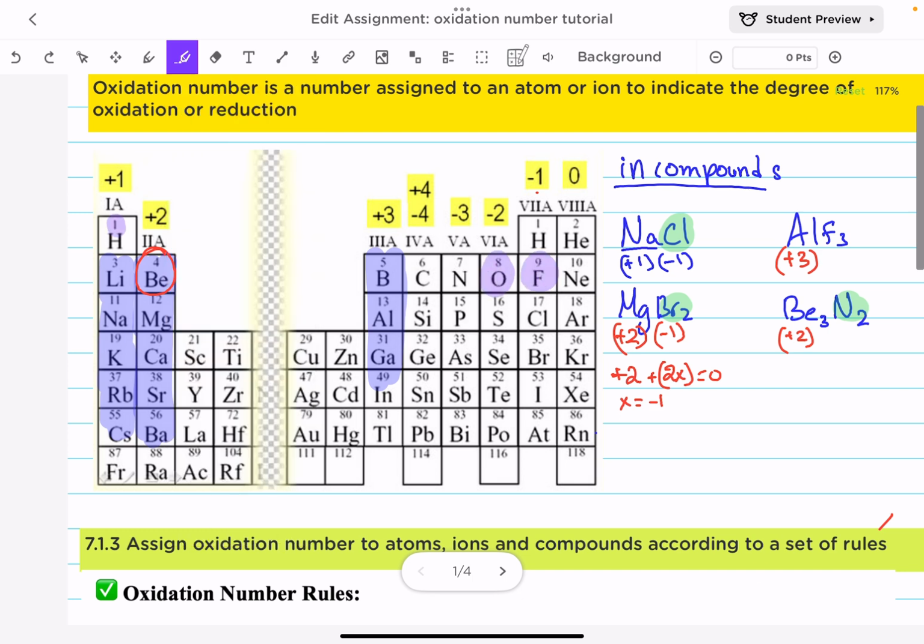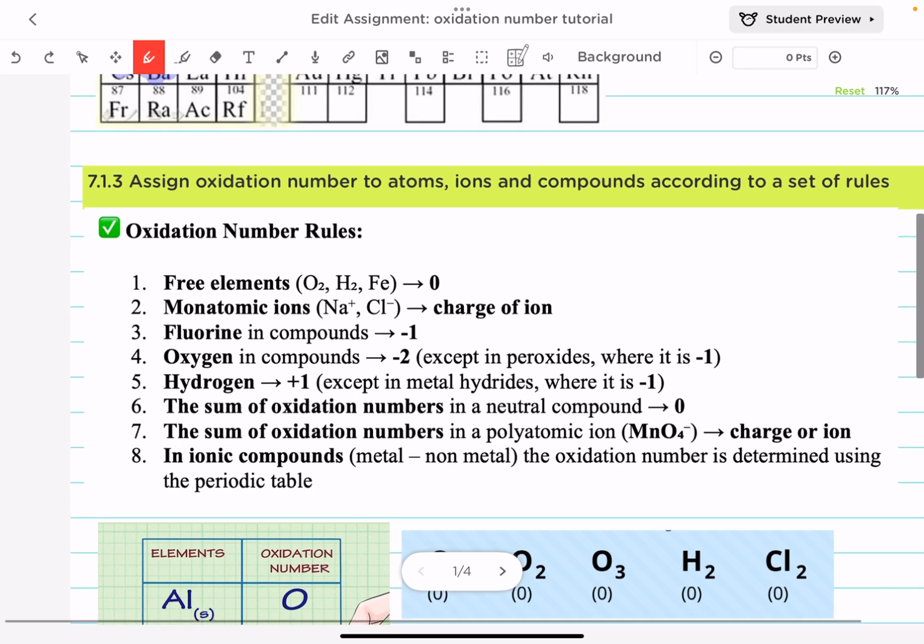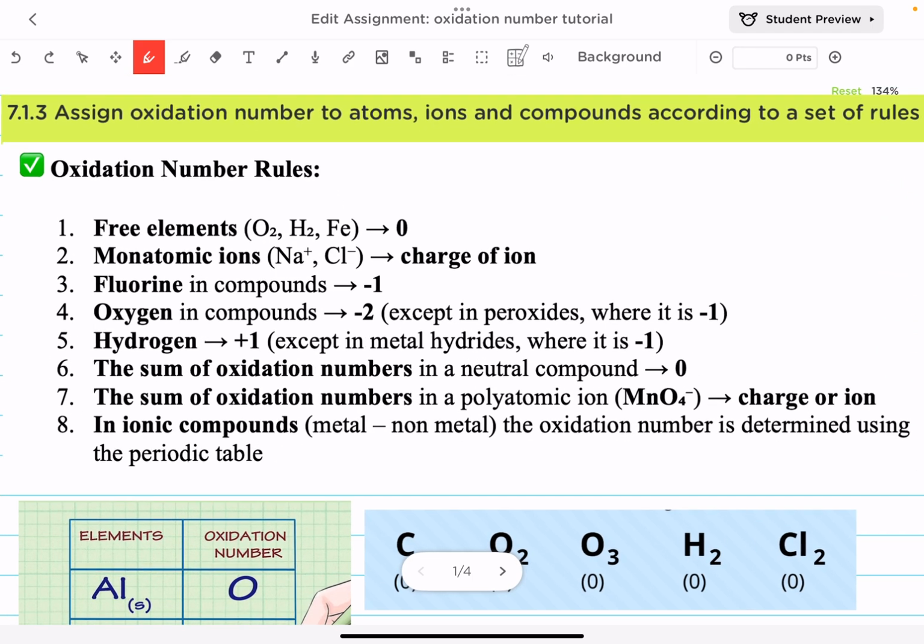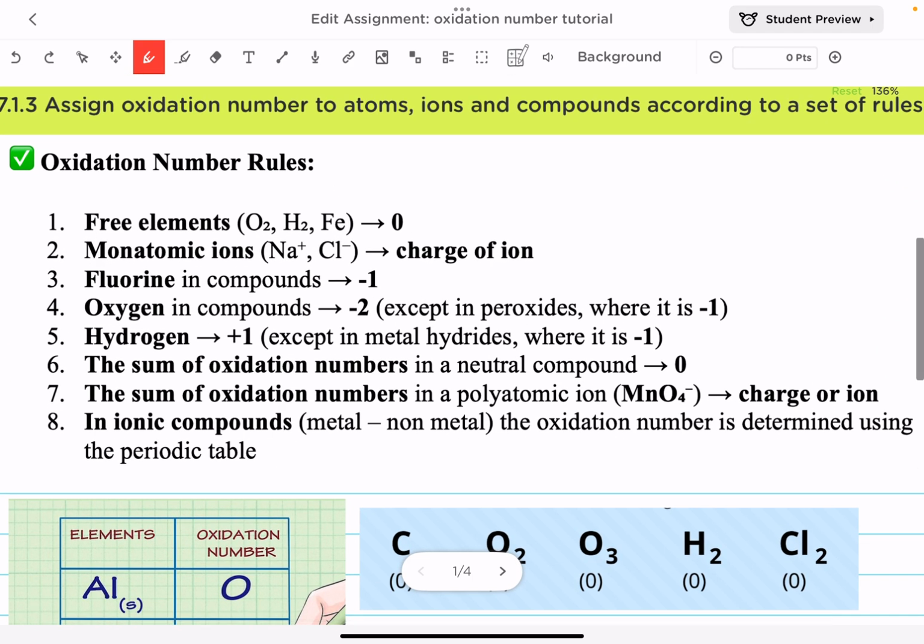Oxygen, fluorine, and hydrogen have a fixed oxidation number in compounds, and F in a compound is always negative 1 no matter what. Oxygen is always negative 2 except in some cases, which I will mention, and hydrogen is always positive 1 in compounds except in some cases. I have summarized the rules of oxidation number over here.